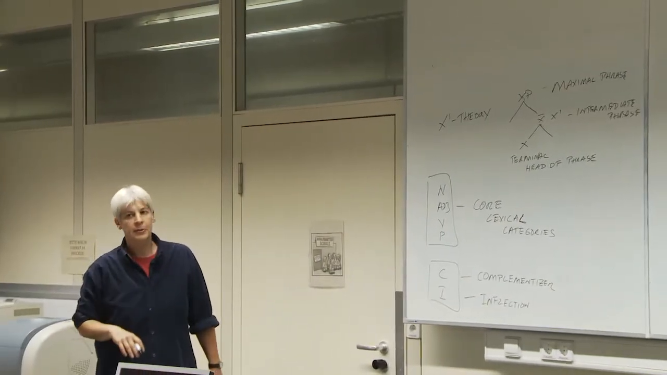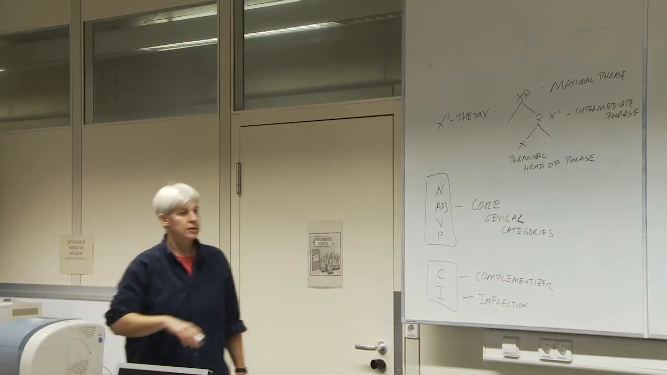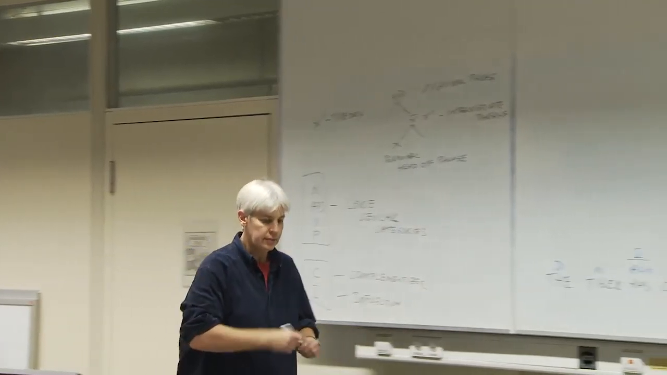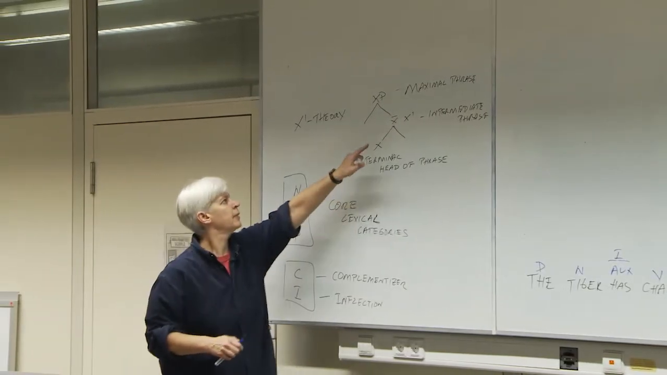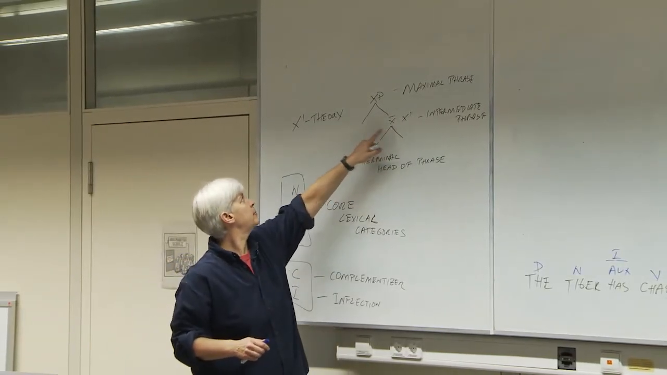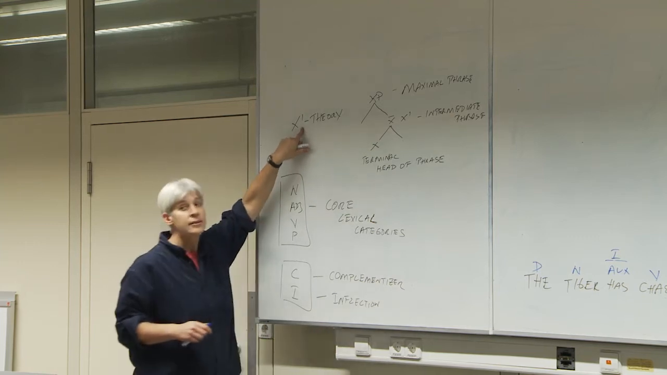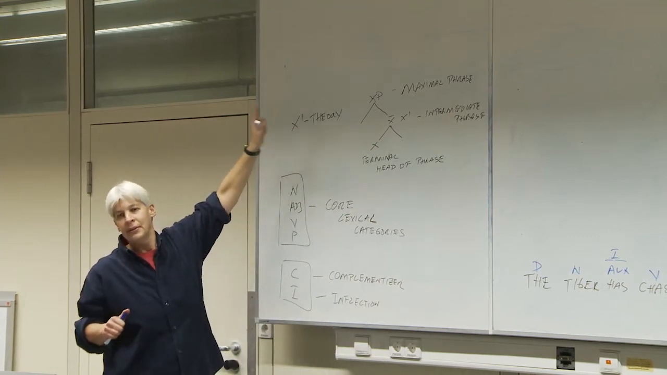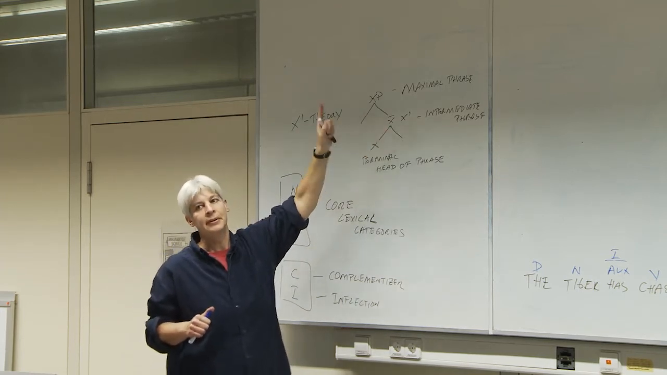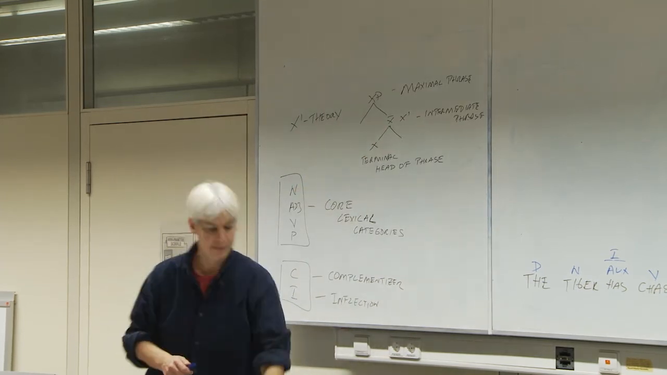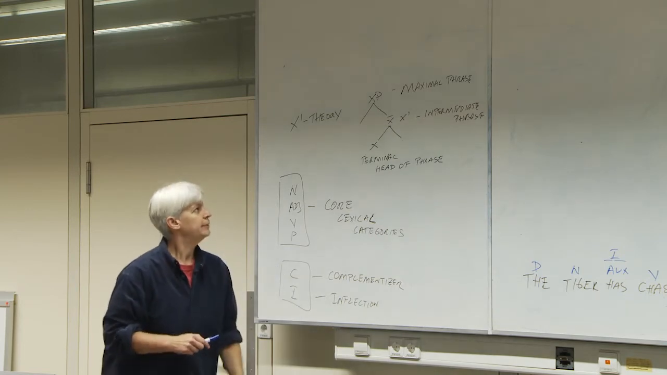X-bar theory was developed in the 70s, the first versions, and Joan Bresnan, one of the inventors of LFG, was one of the first ones to co-invent it. Just a historical note, it's called X-bar. It's written like this. Why? Because back in those days they couldn't type this. So they put a thing next to it. Okay.